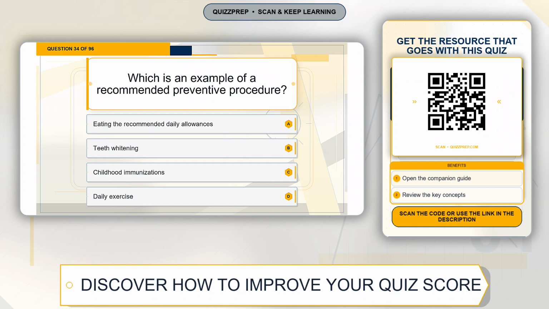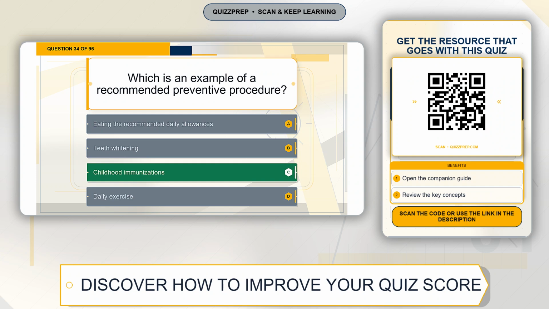Question 34. Which is an example of a recommended preventive procedure? Option A, eating the recommended daily allowances. Option B, teeth whitening. Option C, childhood immunizations. Option D, daily exercise. The correct answer is option C, childhood immunizations.